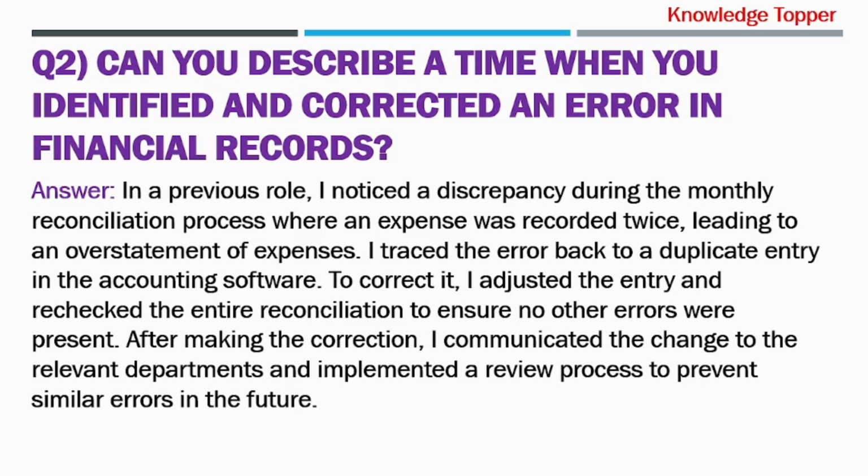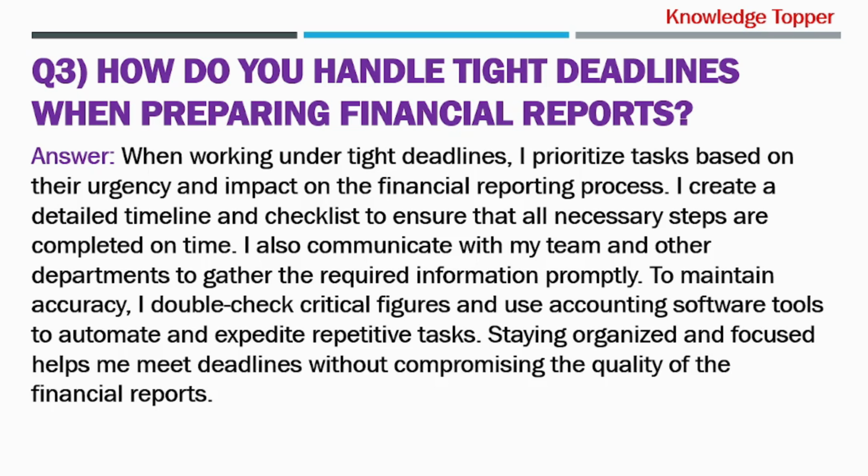So, how you can answer this particular question is that, well, in a previous role, I noticed a discrepancy during the monthly reconciliation process where an expense was recorded twice, leading to an overstatement of expenses. I traced the error back to a duplicate entry in the accounting software. To correct it, I adjusted the entry and rechecked the entire reconciliation to ensure no other errors were present. After making the correction, I communicated the change to the relevant departments and implemented a review process to prevent similar errors in the future.